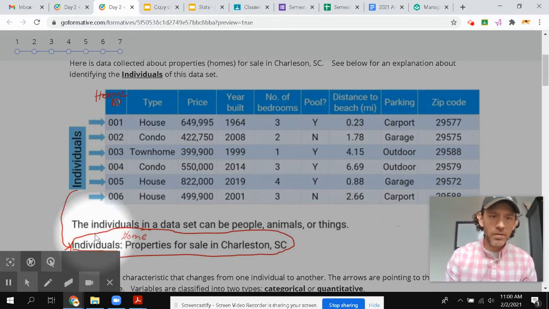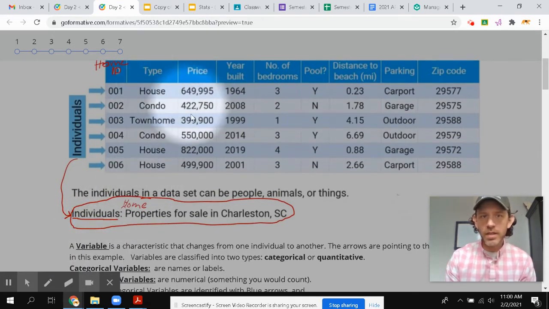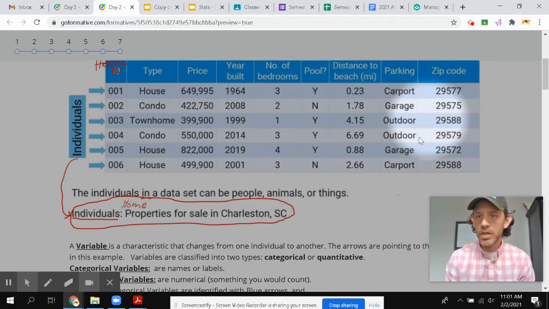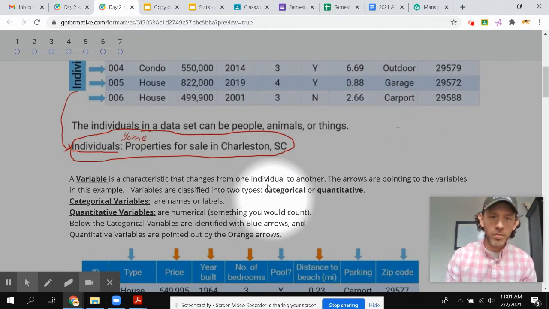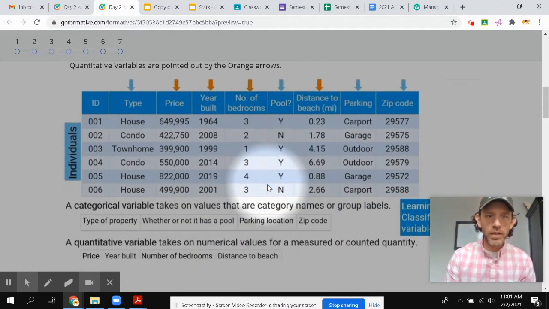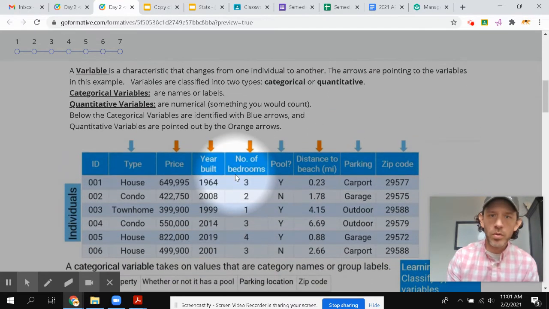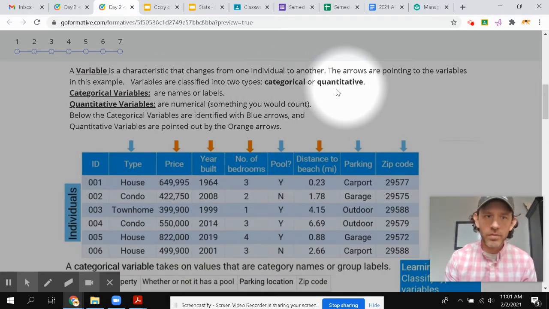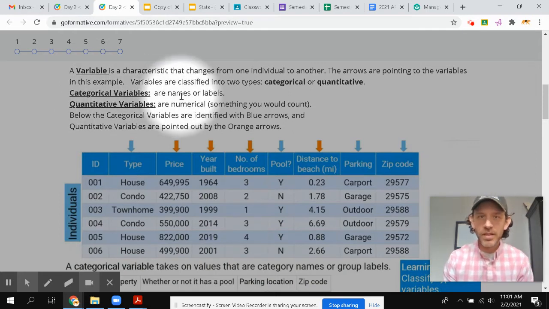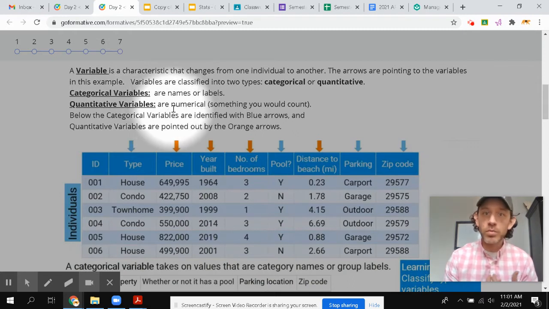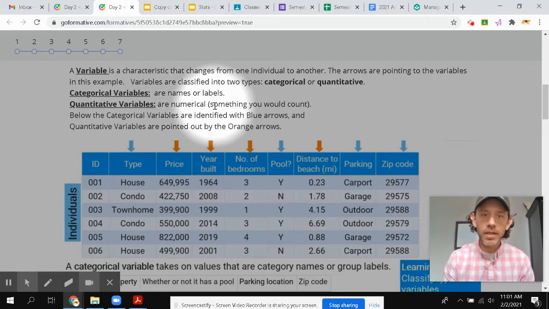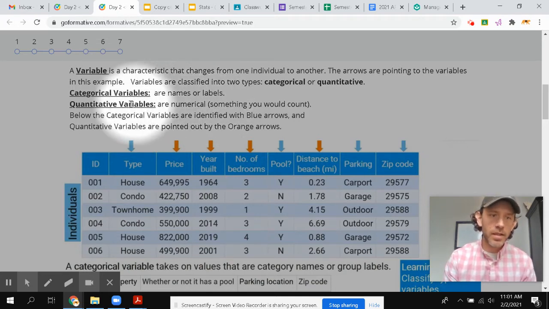Now, the rest of this is all the data that we collected. There are all these things that we got information about. And these are the variables. So we'll go down here and take a look at the variables. Variables can be broken down into two types, categorical or quantitative. In this case, categorical are things like names and labels. Quantitative are things that you would be able to count numerically, right? Like age or height, things like that.